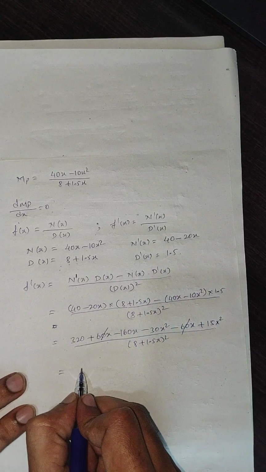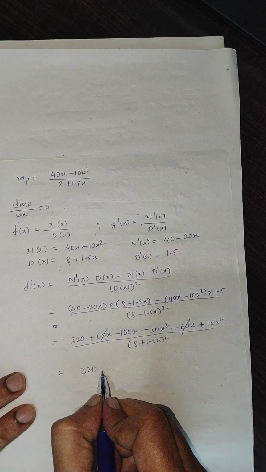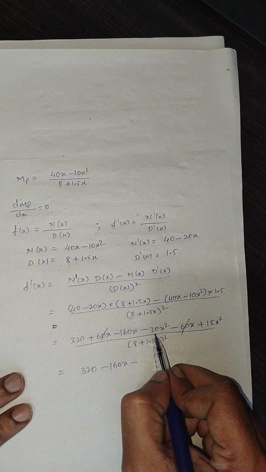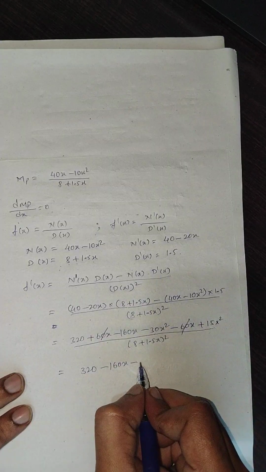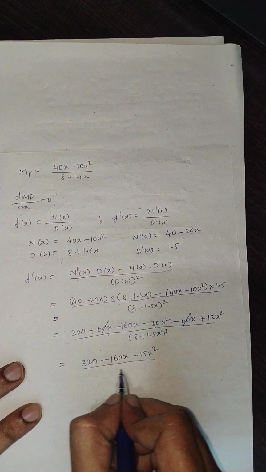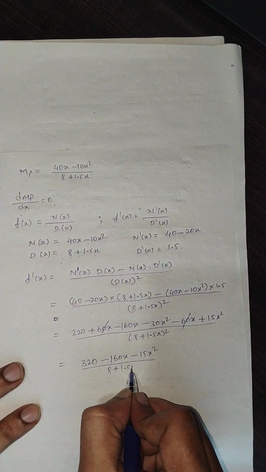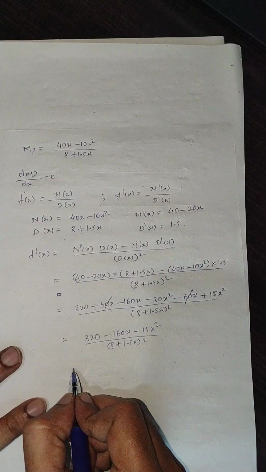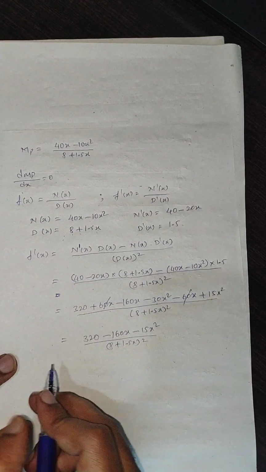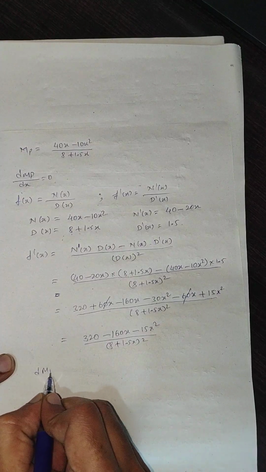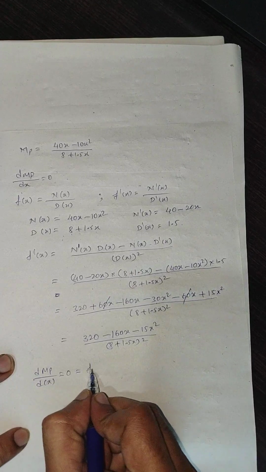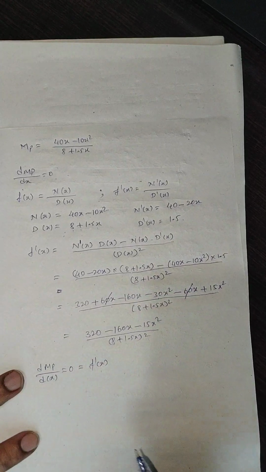It is 320 minus 160x, this is minus 30 and plus 15, it is minus 15x square, right? So which is (8 + 1.5x) whole square. So now this f dash of x, here dMp by dx equal to 0 equal to f dash of x, it is the actual equation.